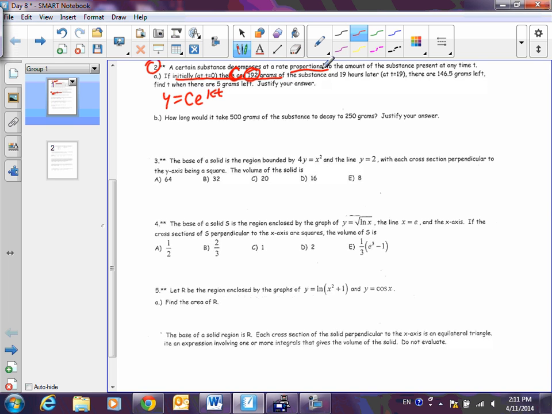Now, they're always going to give you some information to help you find K. You're going to, most of the time, have to find K on your own. And you got to do that before you even get to the question.